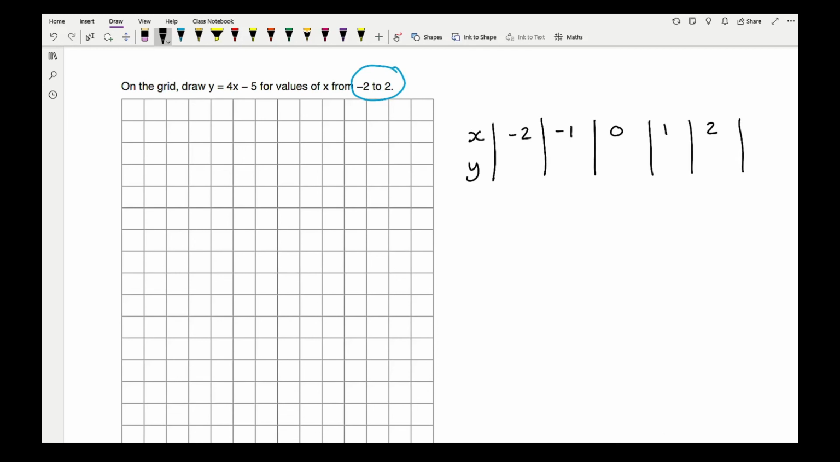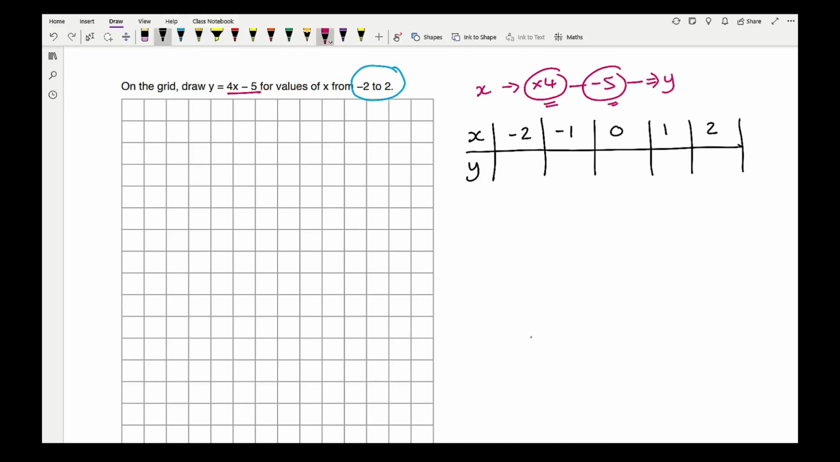A table of values doesn't need to be ridiculously neat, but it does need to be big enough for you to actually write numbers in. So for this, I've got my x values, I'm going to multiply them by 4, and then I'm going to subtract 5, and that's going to equal my y values. And again, how I've got those values is from the equation. So -2 times 4 is -8, and then take away 5.